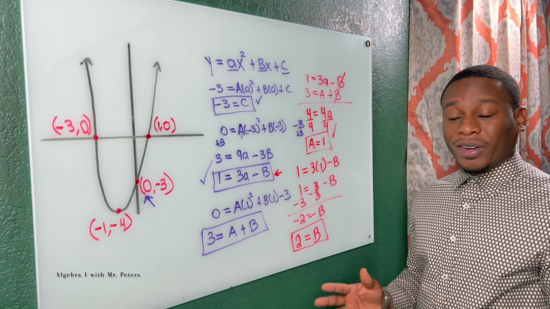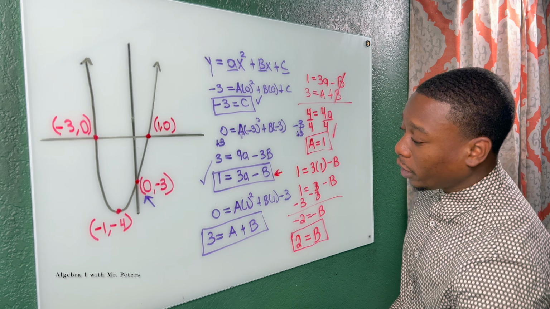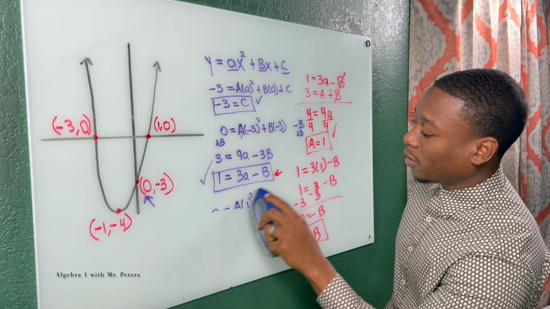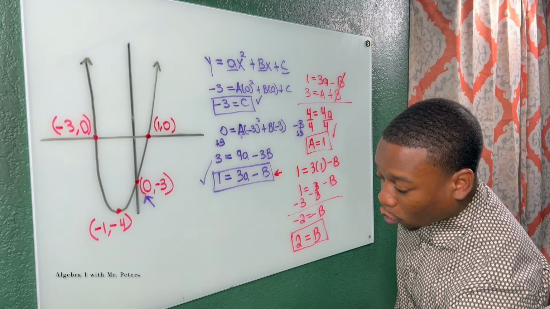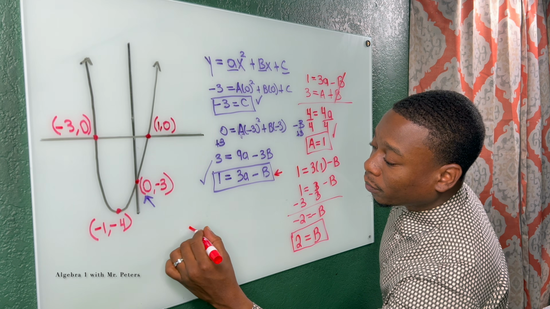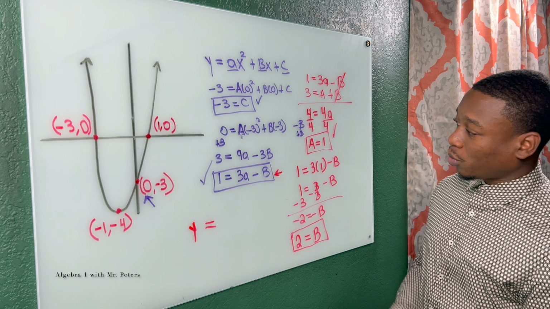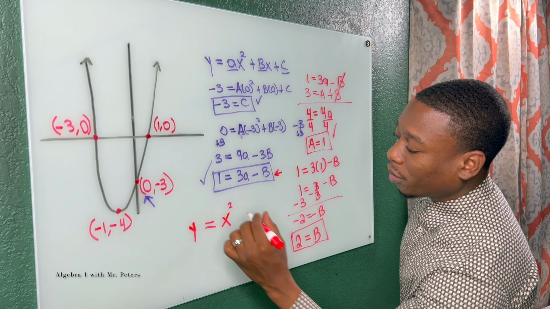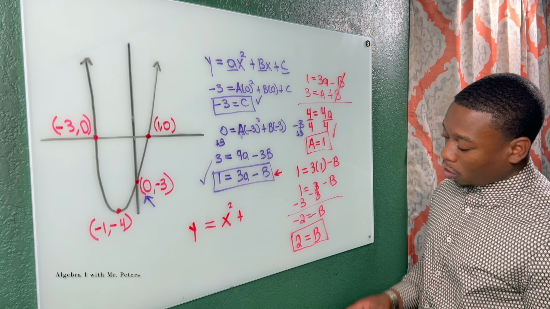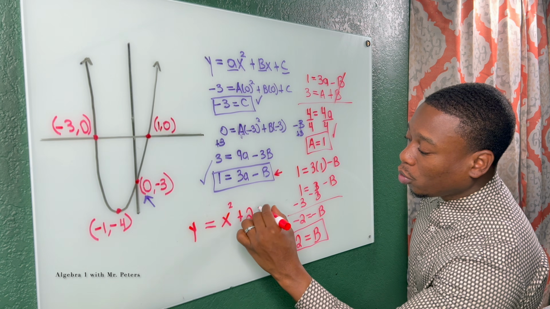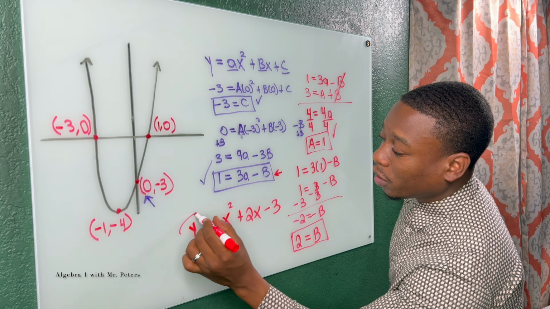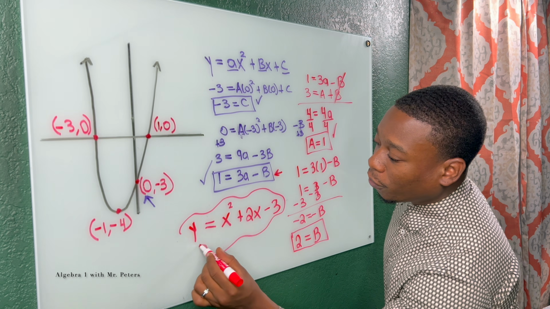Now we figured everything out. We have all the information we need, and we're going to put it back all together. So let's just get a little space. Let's erase this. So the equation for the quadratic graph will be y is equal to a is 1. So we're just going to put x squared plus, we know b is 2, so 2x, and then c is -3. So this is the equation for the quadratic graph.